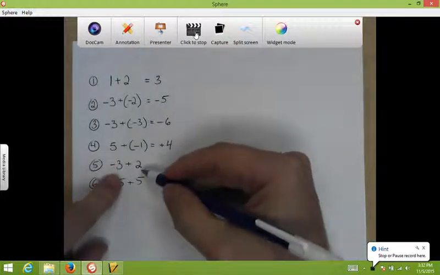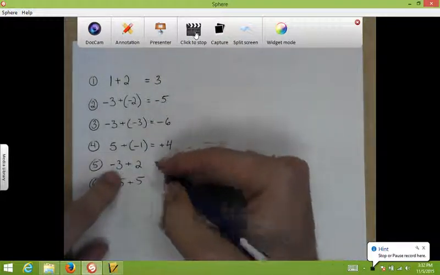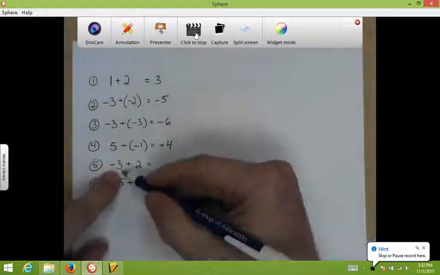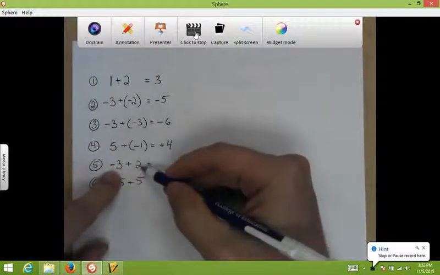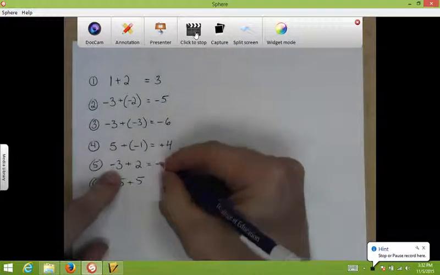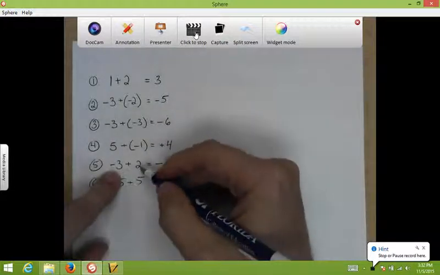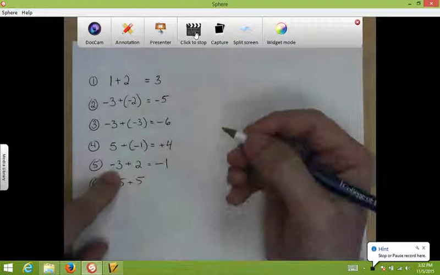Right here, similar thing, 3 negatives and 2 positives. Do I have more positives or negatives? Well, I have more negatives. I got 3 of them versus just 2 positives. So my answer is going to be negative, and 3 minus 2 is 1, so the answer is negative 1.